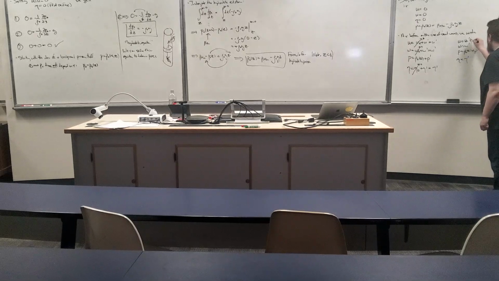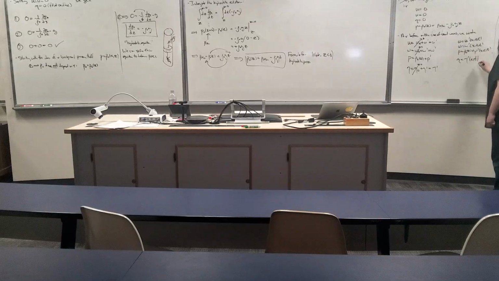And U prime depends on X, Z, and T. W prime depends on X, Z, and T. P prime depends on X, Z, and T. And eta prime only depends on X and T, because it defines the surface, so there is no vertical dependence of the surface itself. It defines the surface.